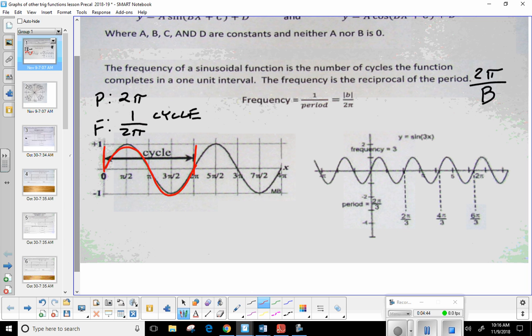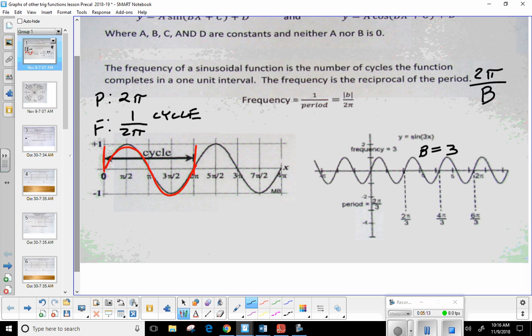This one's already been graphed for us. Sine of 3x. Is this going to be a vertical or a horizontal transformation? Okay, horizontal. It's definitely affecting the x. It's inside those parentheses. It's inside the trig function. Would everybody agree that the value of b is 3? Remember, that's the coefficient of your x, right?